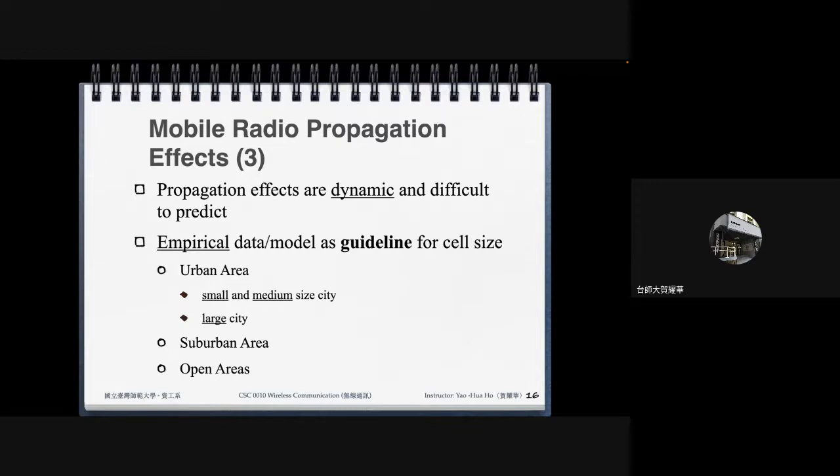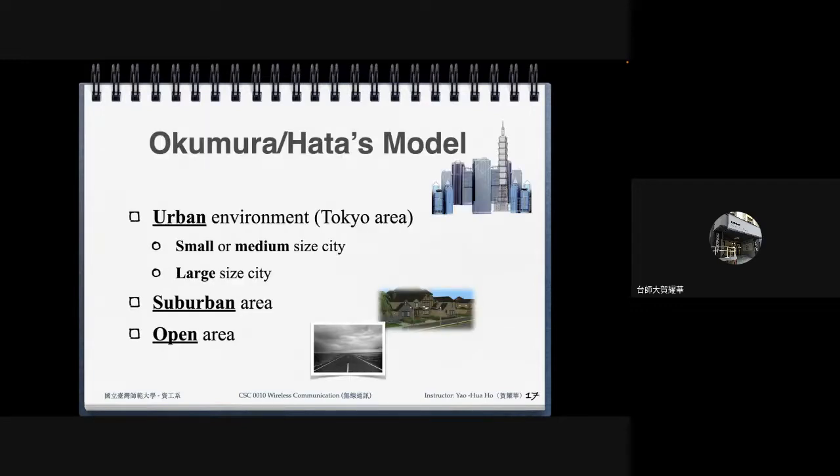We gave equations for the urban, suburban, and open area. Urban area is also divided into small or medium-sized cities and larger cities. For the urban environment, we're using Hata's model from the Tokyo area. I'm just going to skip the equation, so you can go back and take a look at the equations we talked about last week for the urban, suburban, and open area. Again, urban area breaks down into small, medium-sized cities and large cities.